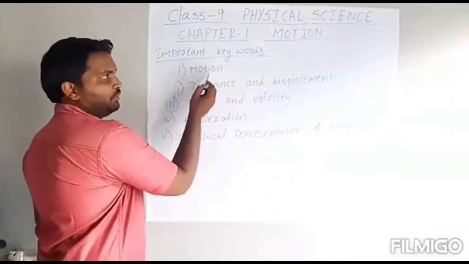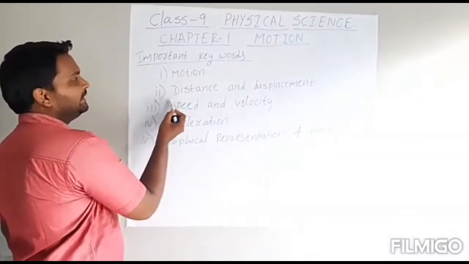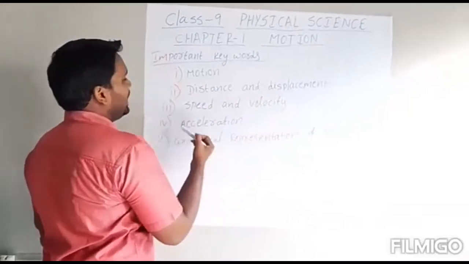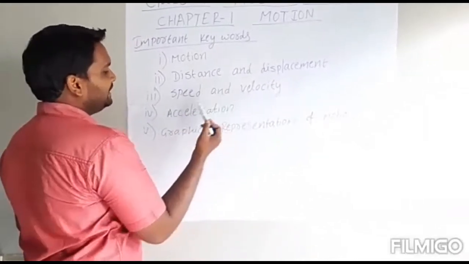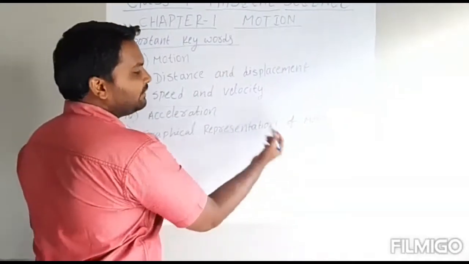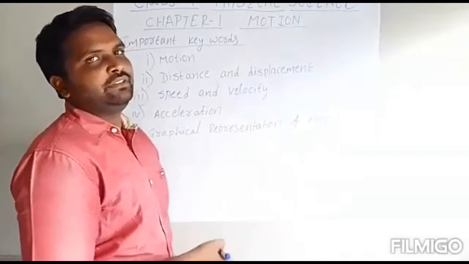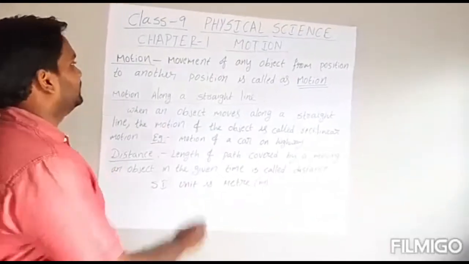The first one is motion. We will discuss motion, and after that we will discuss distance and displacement, and next we will discuss speed and velocity, acceleration, and graphical representation of motion. These are the keywords in this lesson, and we will discuss those. Now we will see the definition of motion.